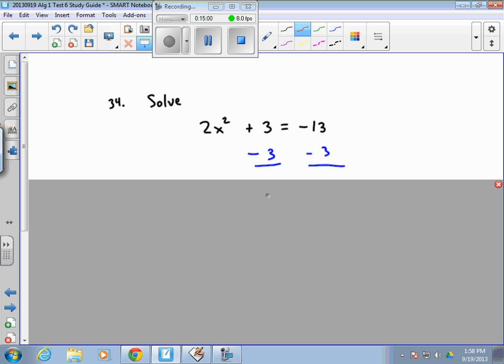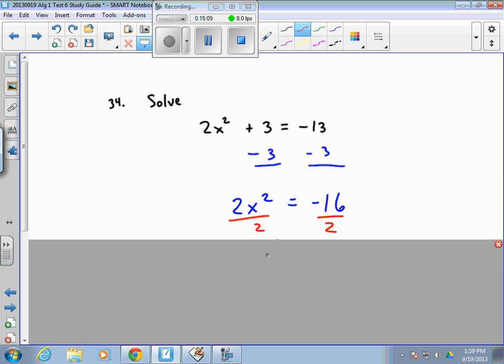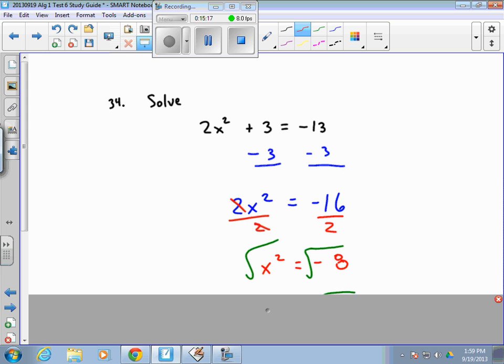34, we're solving 2x squared plus 3 equals negative 13. Undo plus 3 by subtracting it. Do the same on the right-hand side. You get 2x squared equals negative 16. Undo 2 times something by dividing by 2 on both sides. They'll cancel out and leave you with just x squared on the left equals negative 16 divided by 2 is negative 8. Then get rid of x squared by taking the square root of it.